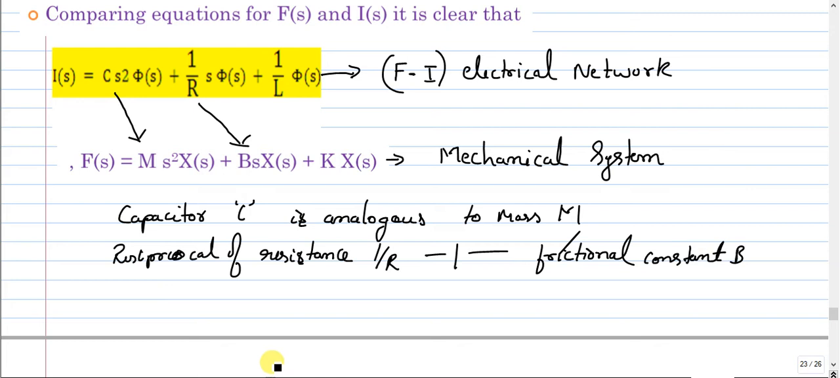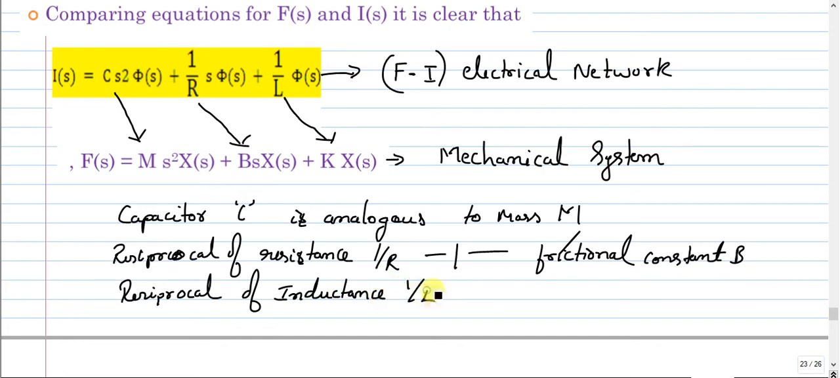So this is the second, and the final one is the reciprocal of inductance, 1 by L, that is analogous to spring constant K.